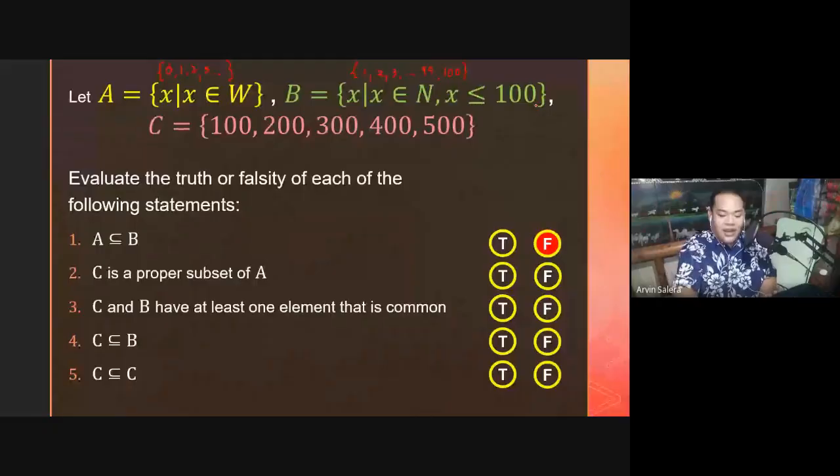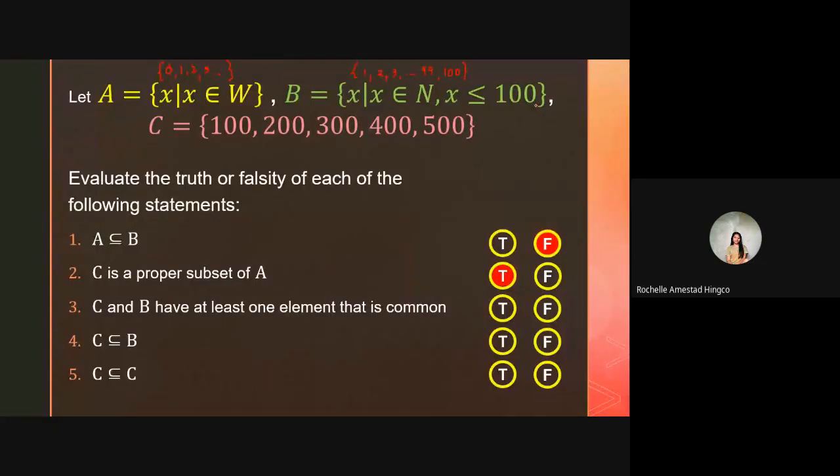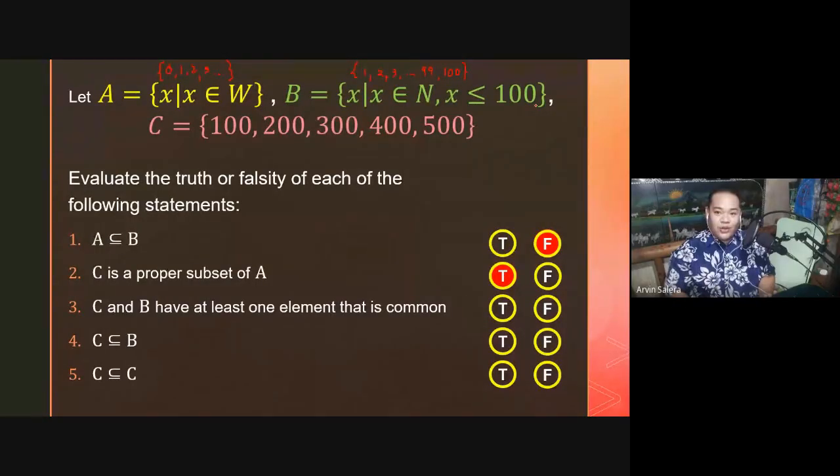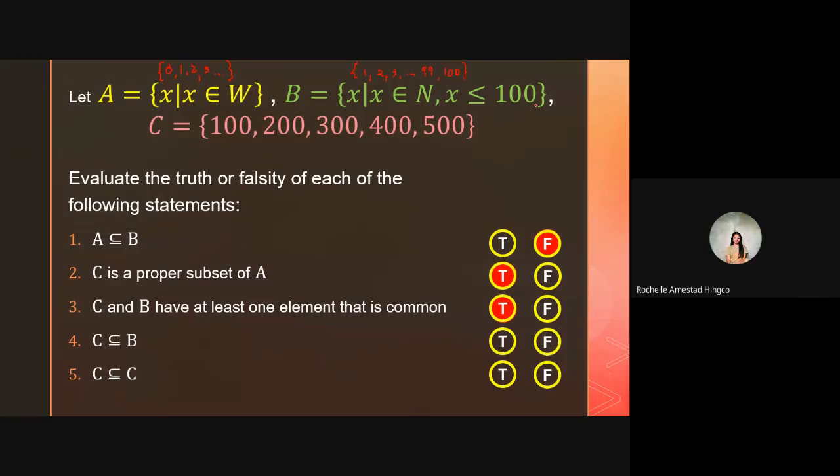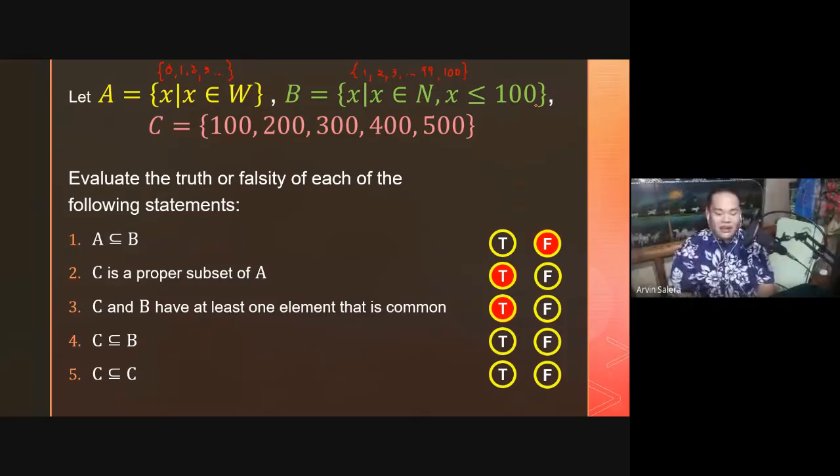So the answer is true. Ano man? Whole numbers man na 100, 200, 300, 400. Diba? So true. Okay, number 3. C and B have at least one element that is common. Na ako ning usa ka element nga common nga makita kang C ug kang B. Okay, the answer is true. Okay, unsa man? 100. Okay.